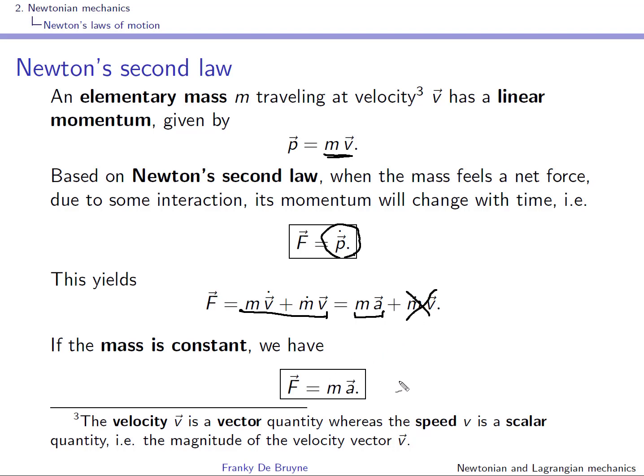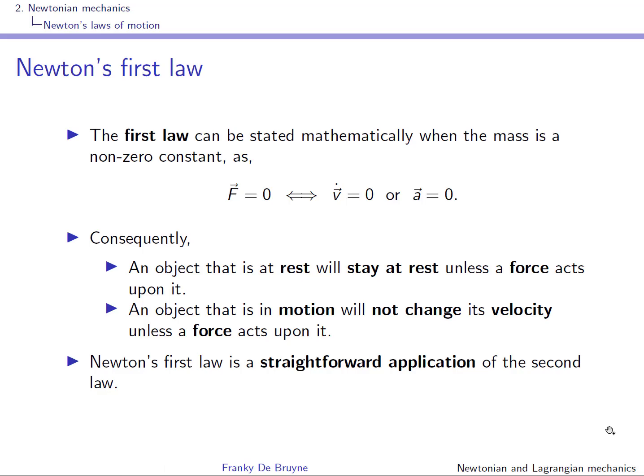If the mass is constant, you obtain the well-known equation which states that mass times acceleration equals force. Don't forget that this equation has to be seen as a vector equation. The first law of Newton can be seen as an application of the second law. This is why I started here with the second law. If there is no force acting on the mass, it means that mass times the acceleration vector is zero, which means that the acceleration vector is zero, or that the variation in speed is zero, which is equivalent.